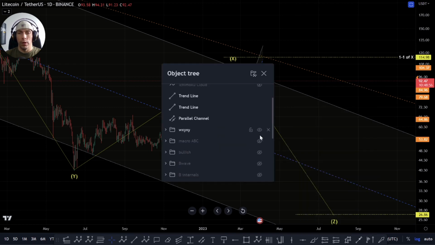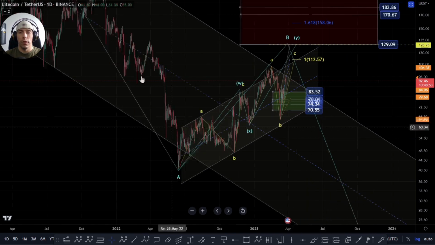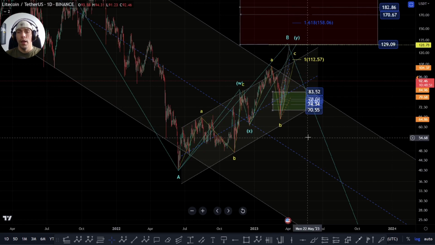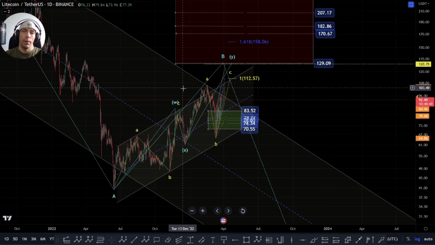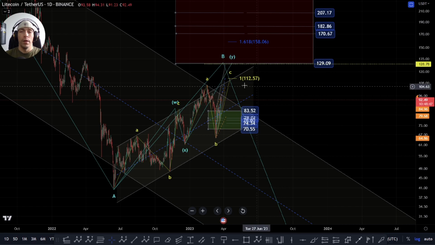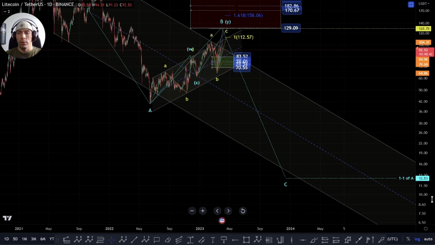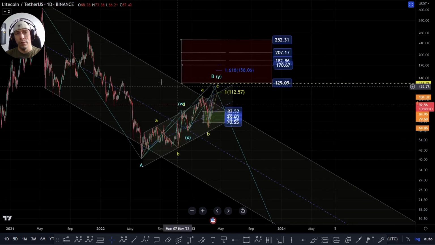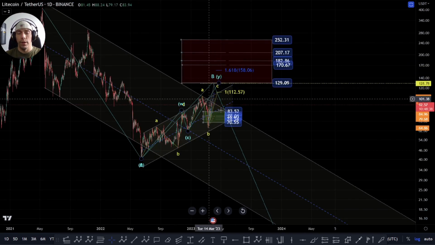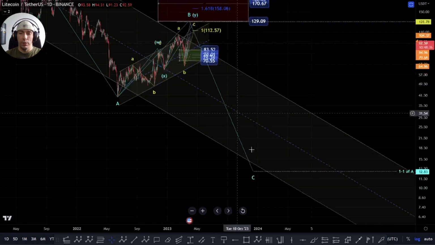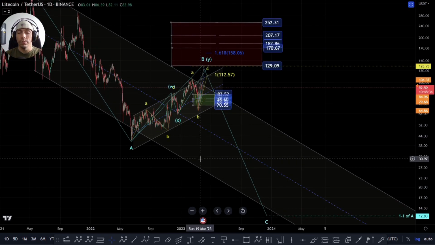The alternative is looking at this move as a single structure here, as a whole A wave to the downside, and then looking for this as a potential W, X, and Y up here. Pretty much the same idea. The only difference is the target is much lower here towards this $12.83. So we'll have to obviously see how it develops. Potentially we could still see this break to the downside here.